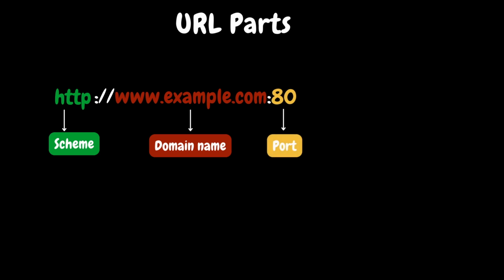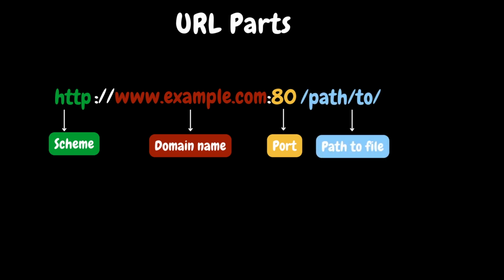The next one is the port. This is an optional component that specifies the port number to use when establishing a connection to the server. In other words, the port indicates the technical gate which is used to access the resources. If no port is specified, the default port associated with the protocol is used. For example, the default port for HTTP is 80 and the default port for HTTPS is 443.